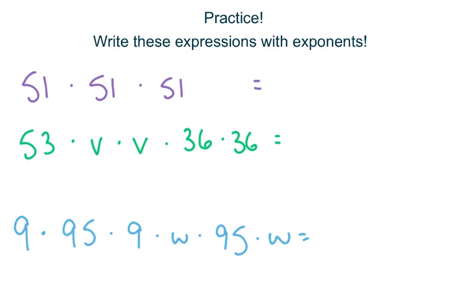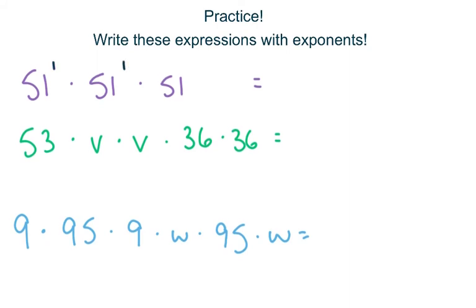Okay, so you should have just tried at least one of these. This first one I want to look at has a 51 times 51 times 51. What I always do whenever I look at these is get in the habit of writing all of these with their little invisible exponent of 1. I always want to do that because it helps me remember that these all have an exponent of 1, and I'll show you why that's important later on.